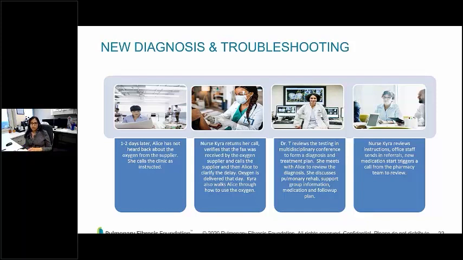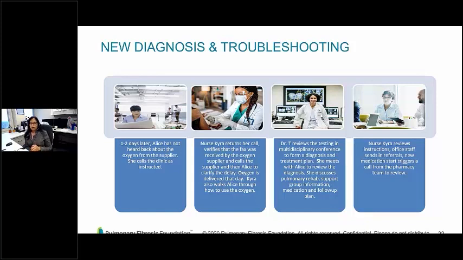And then Kyra goes back to Alice and discusses the delay and what's going to happen next. Based on this communication, oxygen is delivered later that day. And then Kyra, just because it's overwhelming, walks Alice through again how to use the oxygen and what to do when it gets there, and then to call again if there are any other issues that come up. In the meantime, Dr.